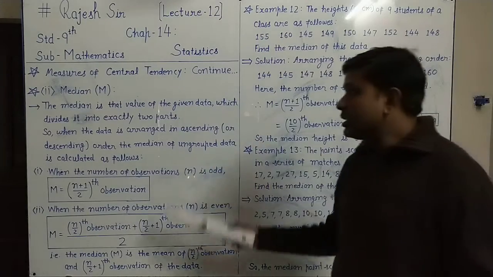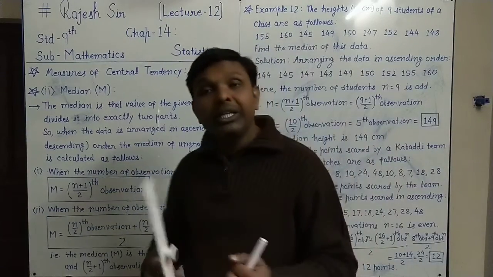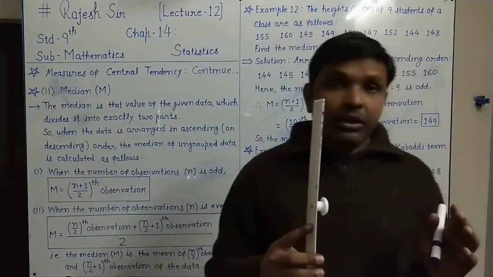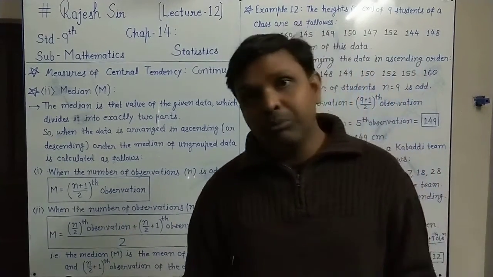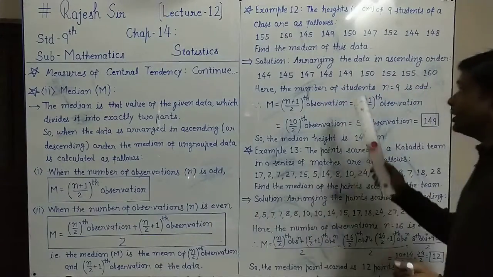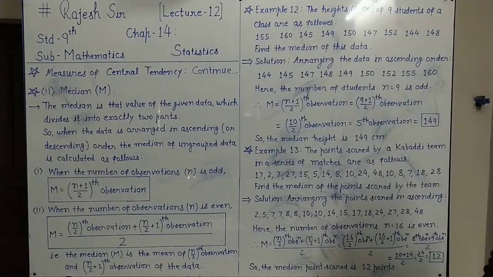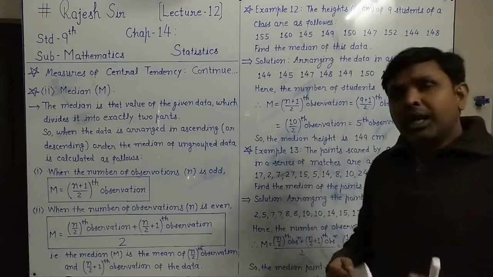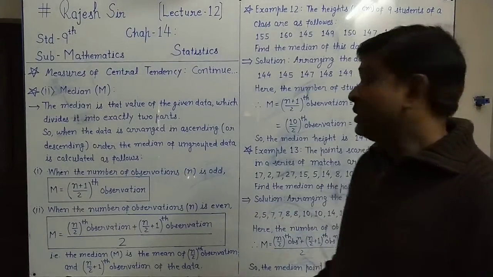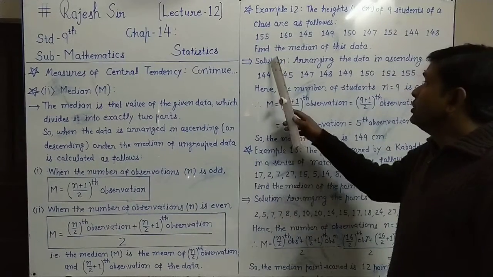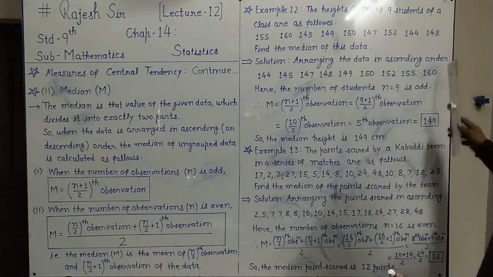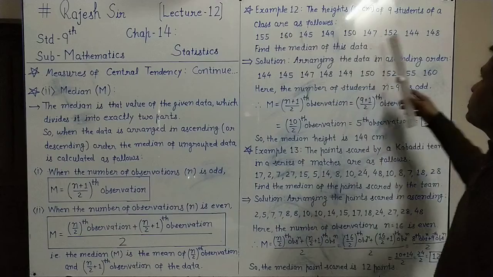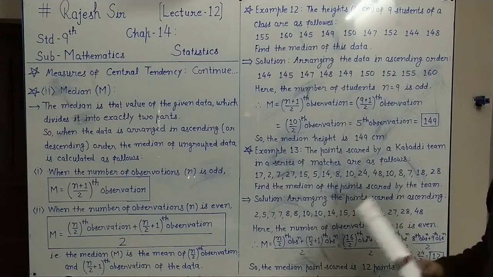As we have discussed, first of all, the median is exactly the middle of the data, and it divides the whole data into two equal parts. So we have to arrange it first in ascending or descending order. We will always arrange the data in ascending order. So in the solution, our first step will be arranging the data in ascending order. All these 9 observations are arranged in ascending order.